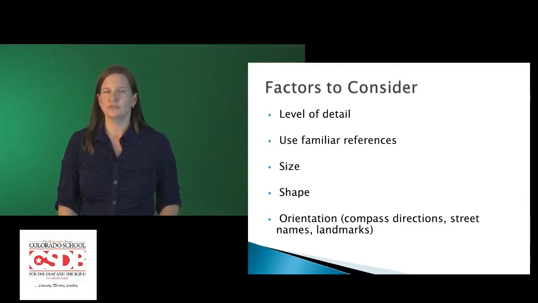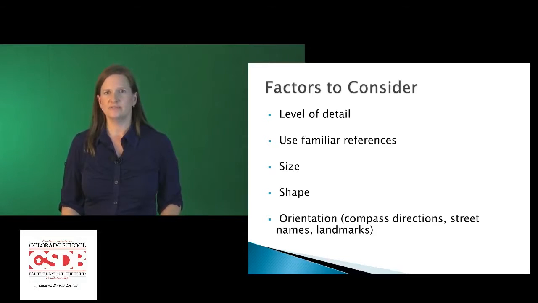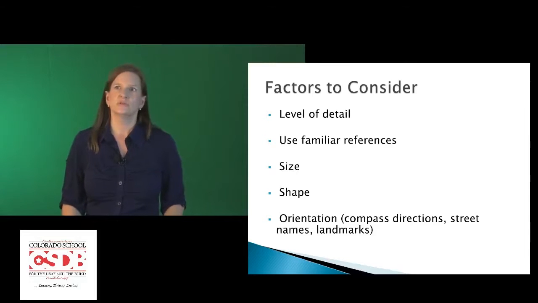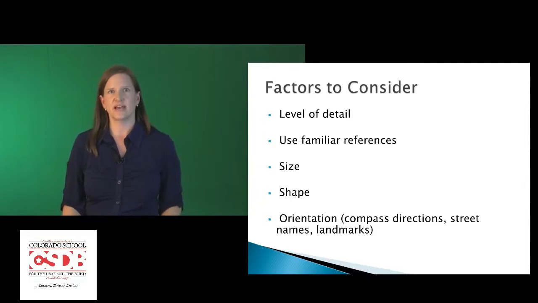For example, using body image is an excellent way to describe something. Is it as long as your arm, as long as your leg, as small as your pinky finger? You can use familiar toys, household items, and other references that you know the student is very familiar with. You can look at orientation concepts and mention compass directions, east, west, north, and south, street names, and other landmarks.